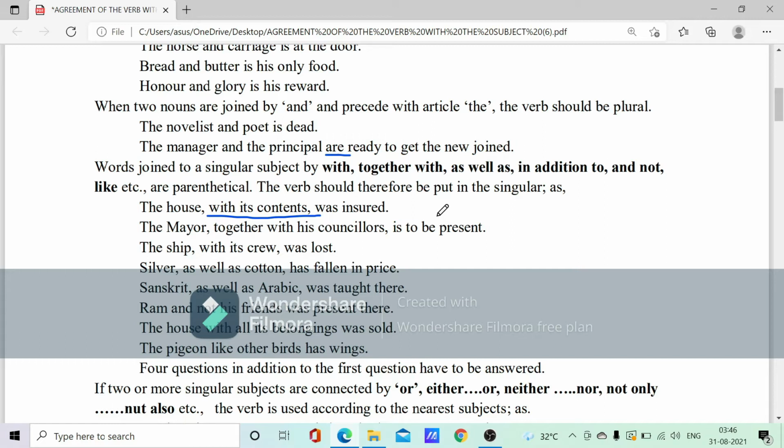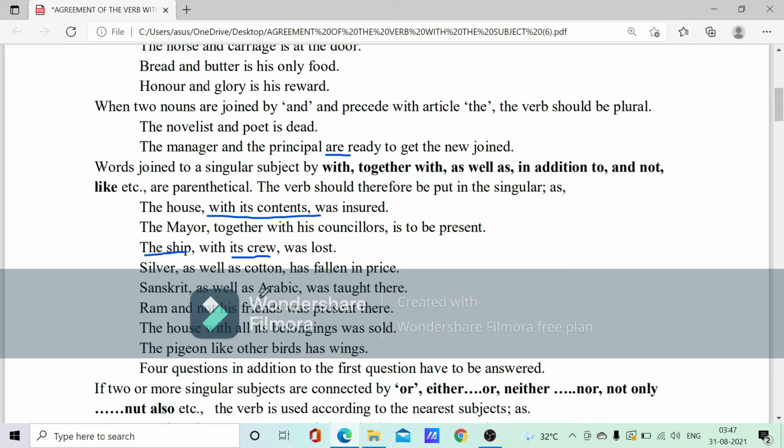Similarly, in the next statement, you see the ship with its crew. Crew is a group of people, a group of sailors. But that exactly is not the direct part of the subject. That's why the ship is the subject, and according to the ship, you can see here that was has been used, not were.